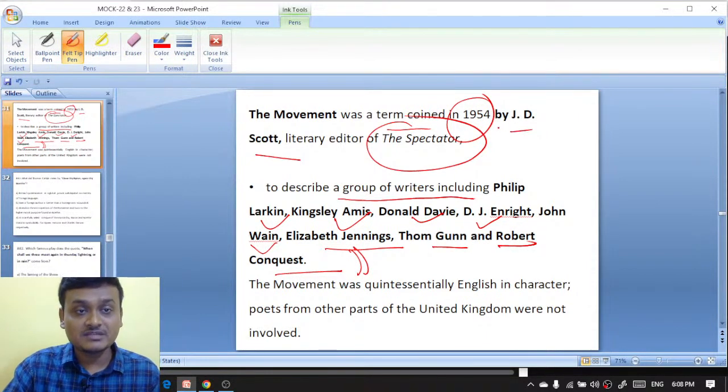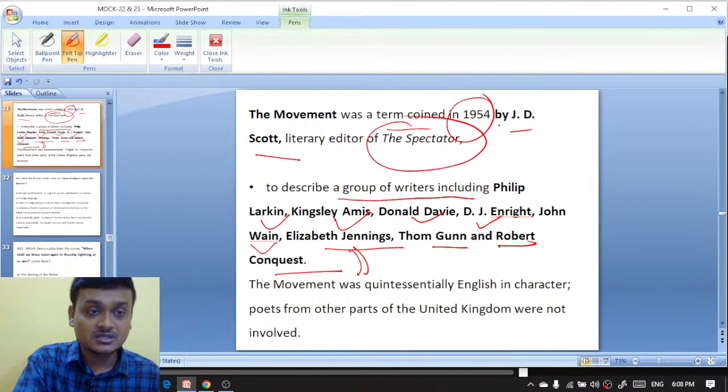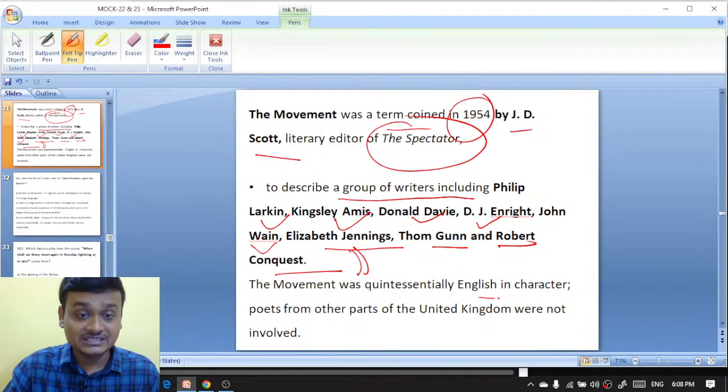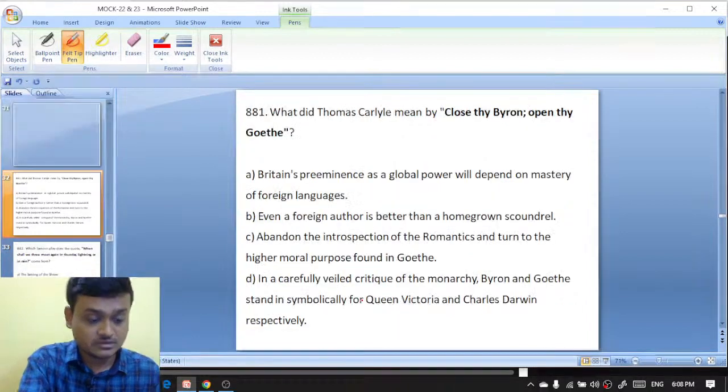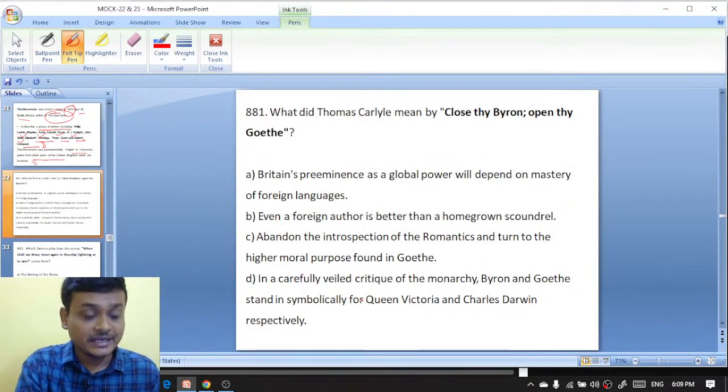The term was coined by J.D. Scott in 1954, the literary editor of The Spectator. The Movement was quintessentially English in character. Poets from the other parts of the United Kingdom were not involved. Next question. Moving on to question number 881.